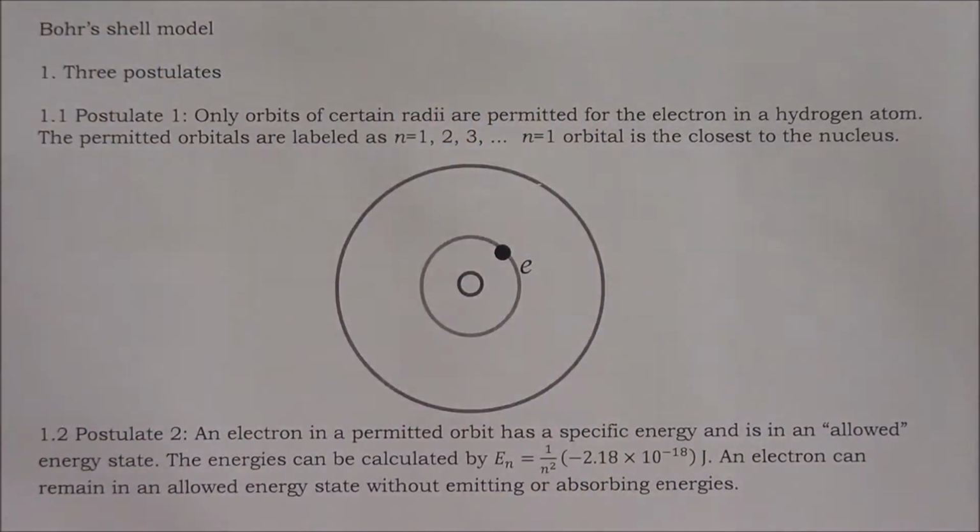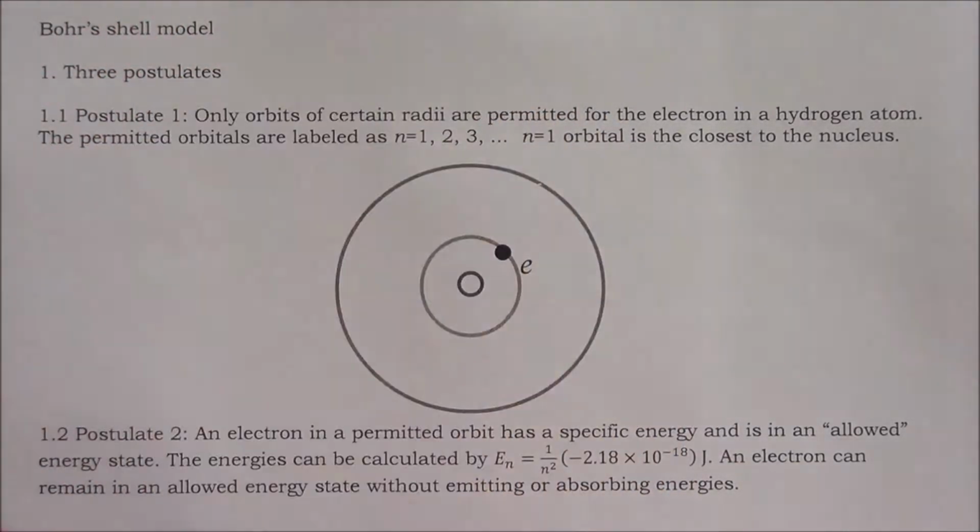Bohr's shell model is a theory to explain the line spectrum of hydrogen atoms. In the 1900s, the physicists at that time discovered that the hydrogen atoms can only emit or absorb certain wavelengths or frequencies of the electromagnetic radiation. At that time, the physicists only knew Newtonian physics, therefore they did not understand the phenomena they observed. Niels Bohr, a Danish physicist, invented this theory. Now, we call his theory Bohr's shell model.